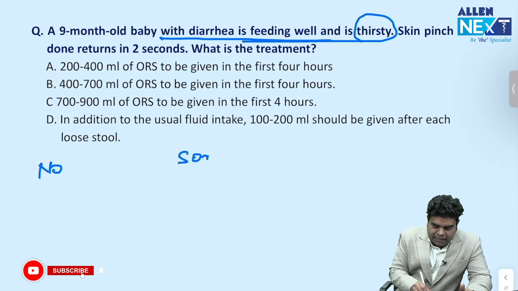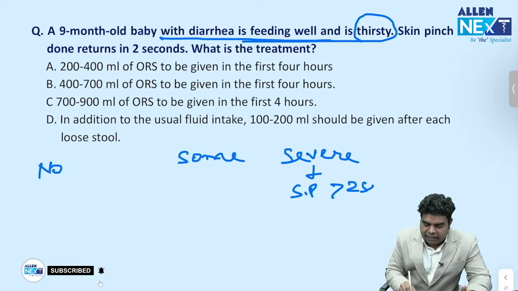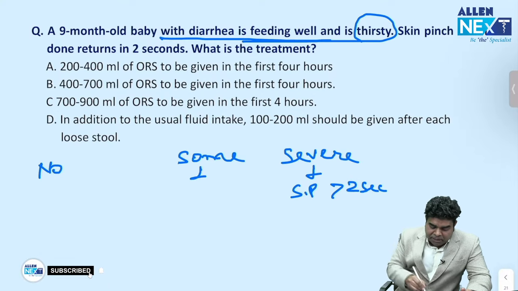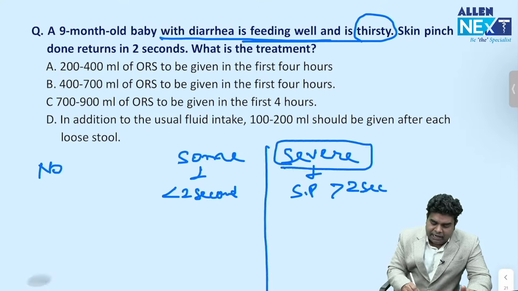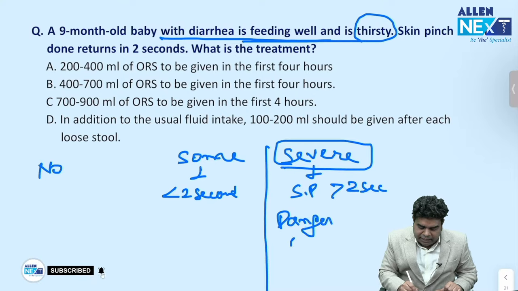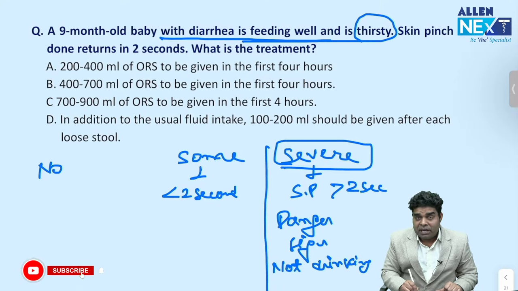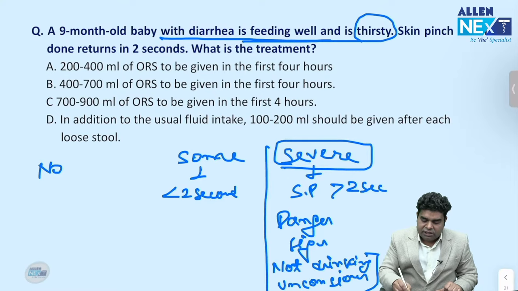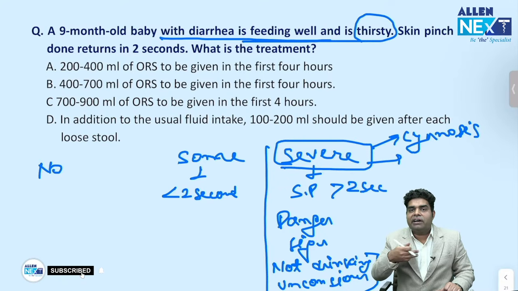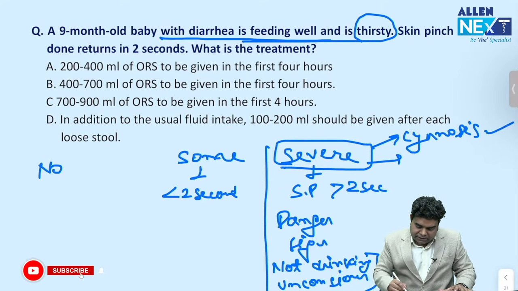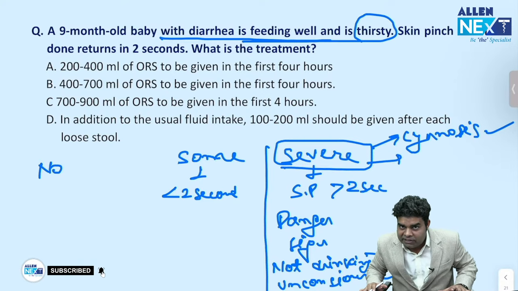No dehydration, some dehydration, severe dehydration. In severe dehydration, the skin pinch takes more than 2 seconds. In some dehydration, if you take the skin pinch, it goes back in less than 2 seconds. Second thing is, in severe dehydration, there will be some danger signs. What are the danger signs? First, the patient is not drinking anything. Second, the patient is unconscious or non-responsive. Third, the patient has cyanosis. Fourth, especially in case of respiratory illness, we take stridor as a danger sign. But here, other than cyanosis, not drinking, unconscious, non-responsive, lethargic patient, they are all under severe danger signs.